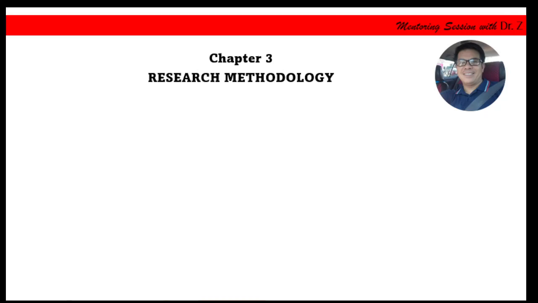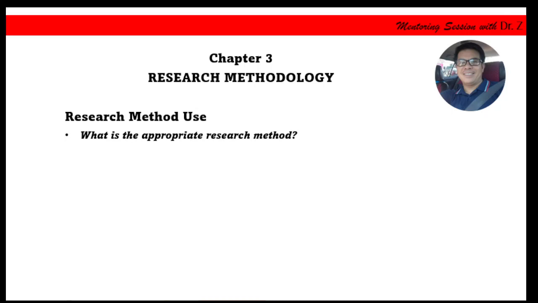Chapter 3 is about research methodology. And in writing this particular chapter, the researcher has to consider many important items under this particular chapter. Of course, among these is the research method. Okay, so how to write that? Now, under a research method, you need to answer and write your answer to this particular question. What is the appropriate research method being used in your study? So, simply describe and define what is the research method.